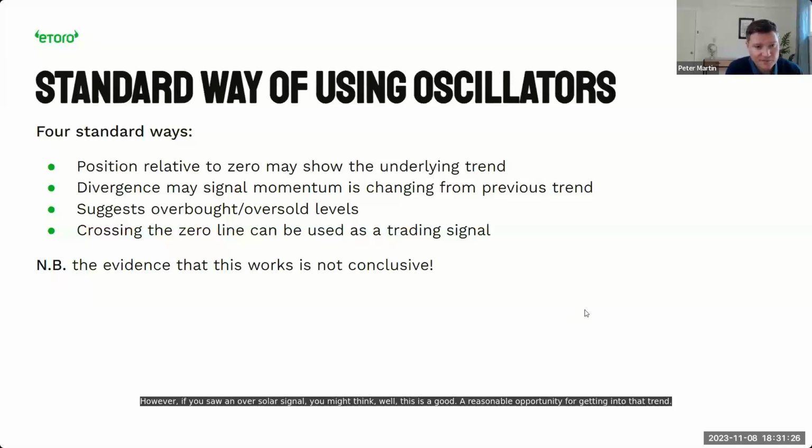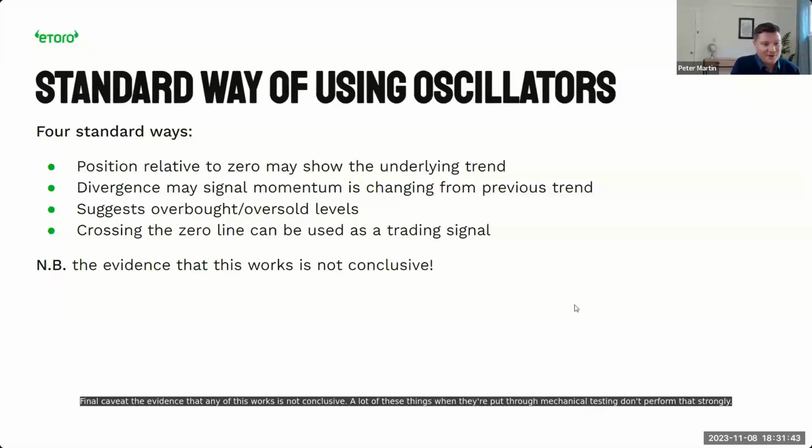And then crossing the zero line can in itself be used as a trading signal. So if the oscillator is down in the negative territory, it crosses over that 0 point up into the positive territory, that might be an indication of a buy signal, and vice versa.